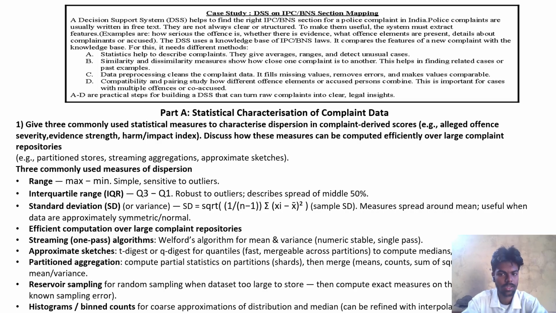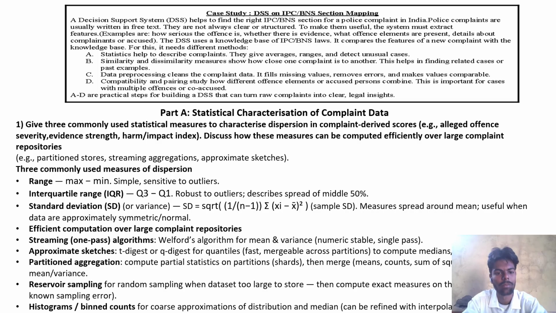To make them useful, the system must extract features. Examples are how serious the offense is, whether there is evidence, what offense elements are present, details about complaints or cues. The DSS uses a knowledge base of IPC BNS law. It compares the features of a new complaint with the knowledge base.